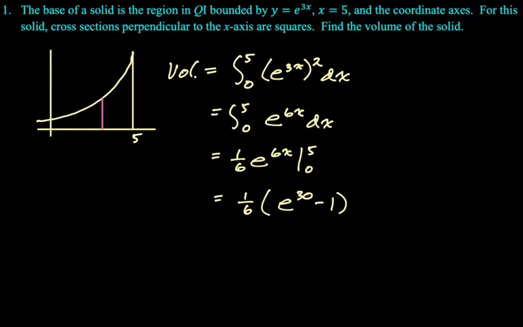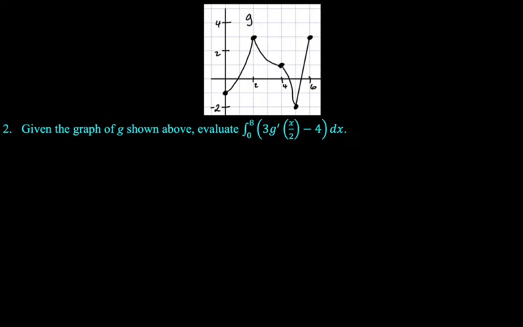So next up, given the graph of g shown above, evaluate the integral from 0 to 8 of 3g prime of x over 2 minus 4 dx. So the first thing I'm going to do is rewrite this so it looks a little cleaner. I'm going to write it as two integrals, and I'm going to pull out the constant multiple. So 3 times the integral from 0 to 8 of g prime of x over 2 dx minus the integral from 0 to 8 of 4 dx.